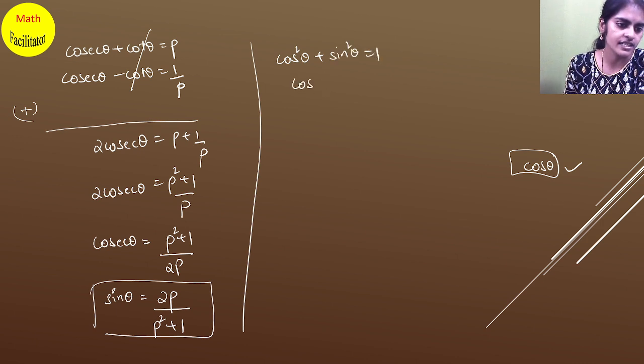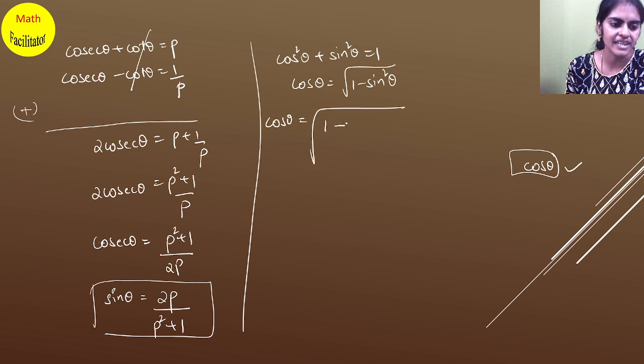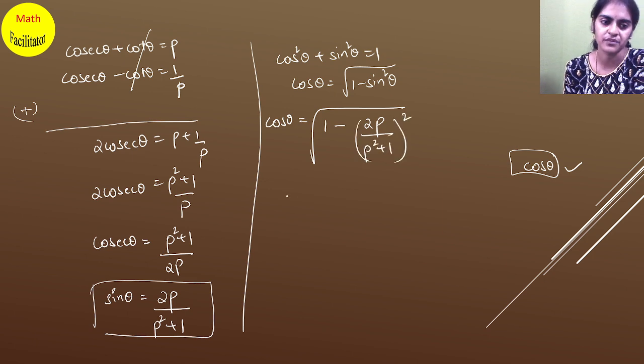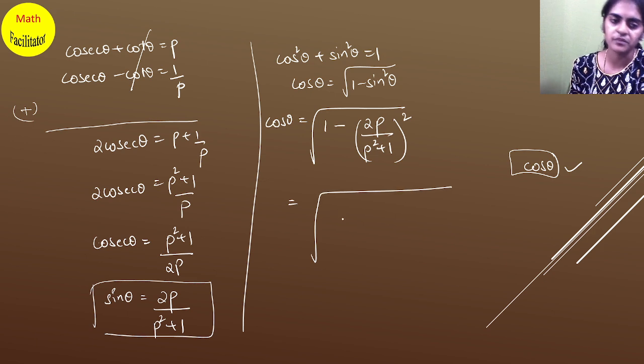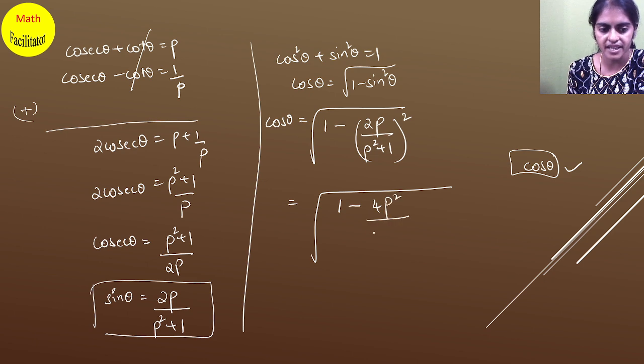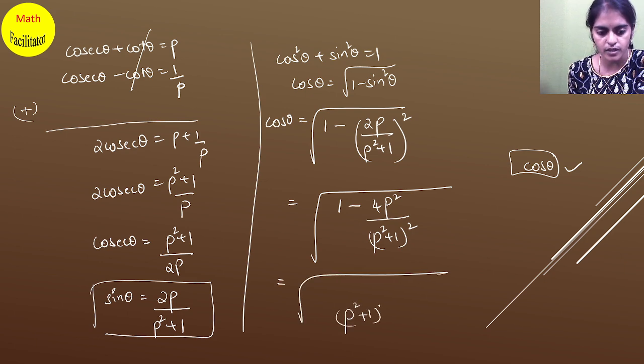So I want cos, isn't it? So cos theta, can I write as root of 1 minus sin square theta? Right? So cos theta is equal to root of 1 minus, sin theta is 2P by P square plus 1, the whole square of this. So that is equal to root over 1 minus 2P whole square, which is 4P square, whole divided by P square plus 1 whole square. So that is equal to, let me take the LCM. In the denominator I will have P square plus 1 whole square, and the numerator will be 1 into P square plus 1 whole square minus 4P square.